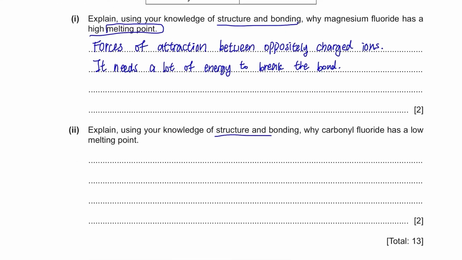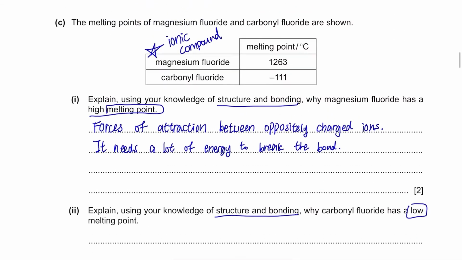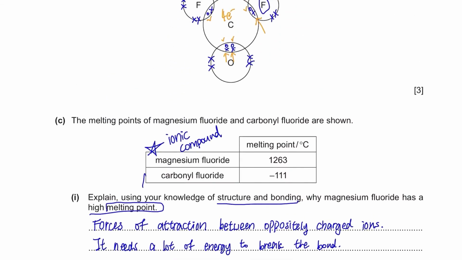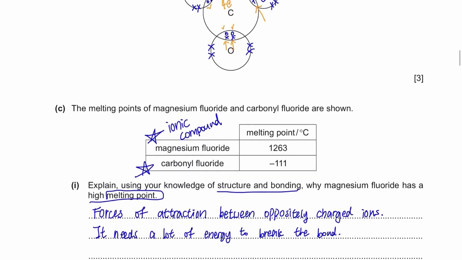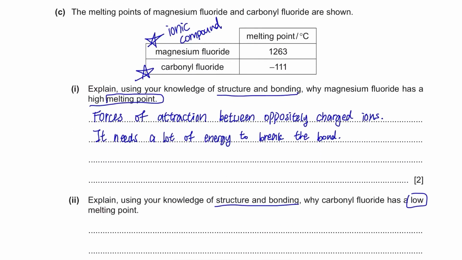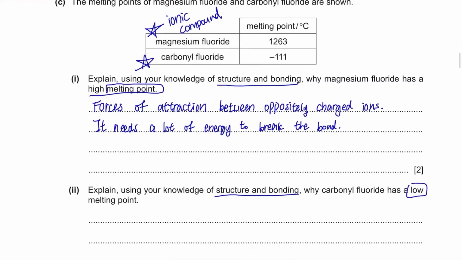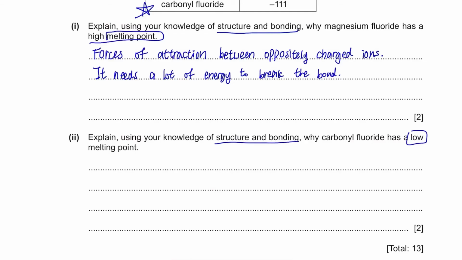Explain, using your knowledge of structure and bonding, why carbonyl fluoride has a low melting point. This time it's for carbonyl fluoride, and it was mentioned here that it's a covalent compound. So covalent compounds have low melting points because the forces of attraction between the molecules are very weak, so you only need a small amount of energy to break the bond.